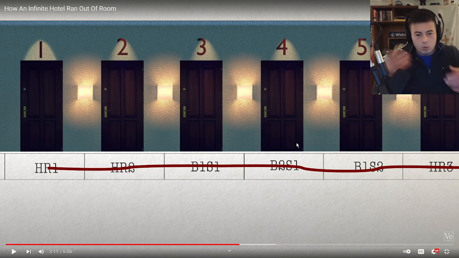And part of me is just like, what's the point of this? I get it. Infinite. There is no number infinity, and so you're just going to keep going up. And so right there is no problem. Just keep making more rooms. Doesn't matter how many.